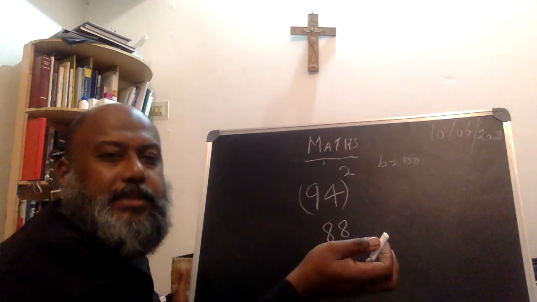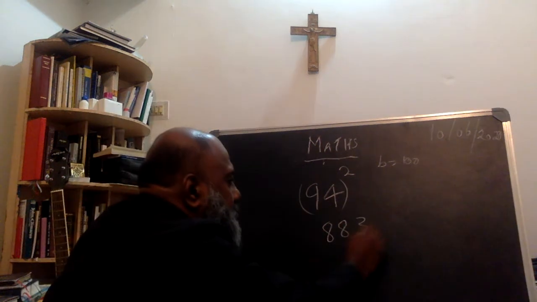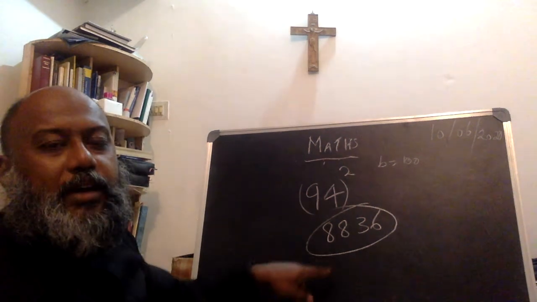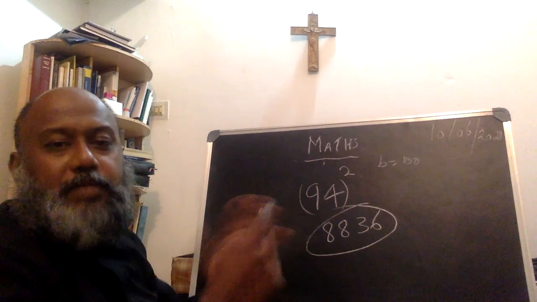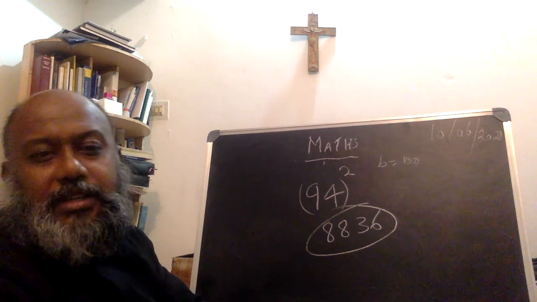Now the deficiency is 6, right? So you just got to square 6. 6 sixes are 36. And in less than a few seconds, I have 94 square right in front of you through another method, right? This is the beauty of Vedic mathematics or ancient mathematics.